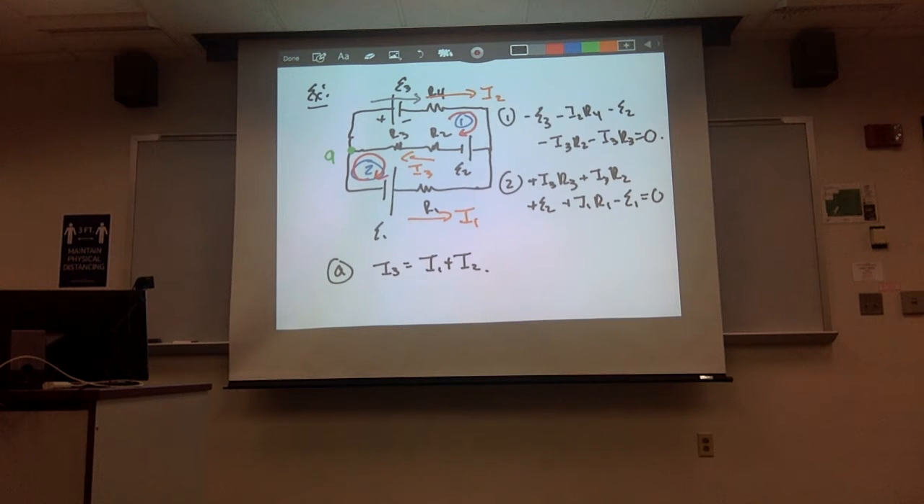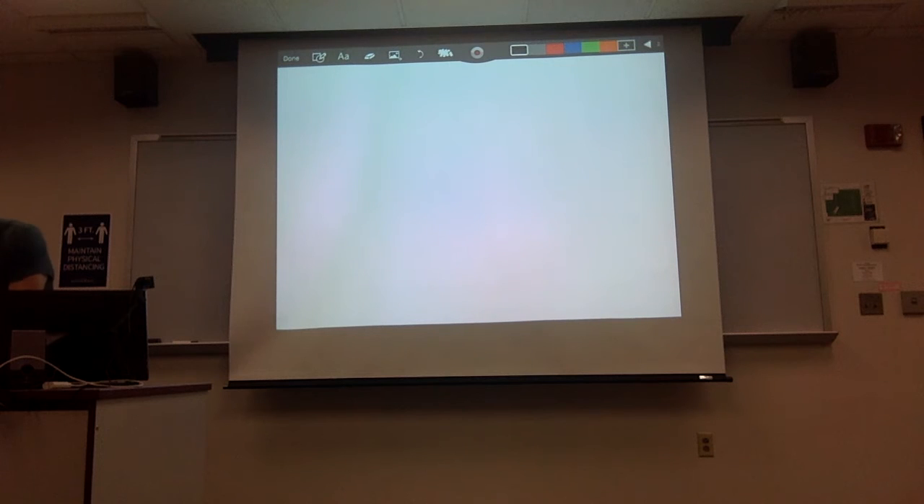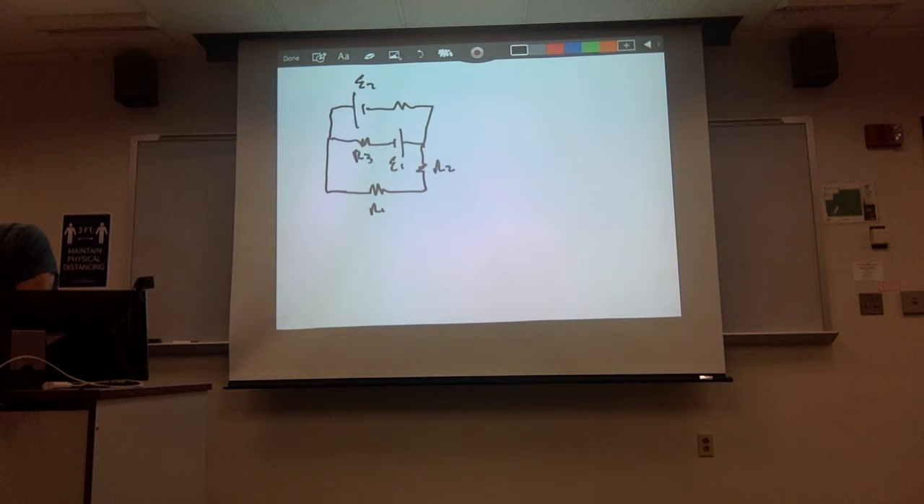Let's try one more, and make it a little more fun. So let's put a resistor down here, put another resistor here, put a battery here, resistor. Good. Let's put a battery here and a resistor. So let's only do 2 batteries this time. So I get E1, E2, say R1, R2, R3, and R4. Good.